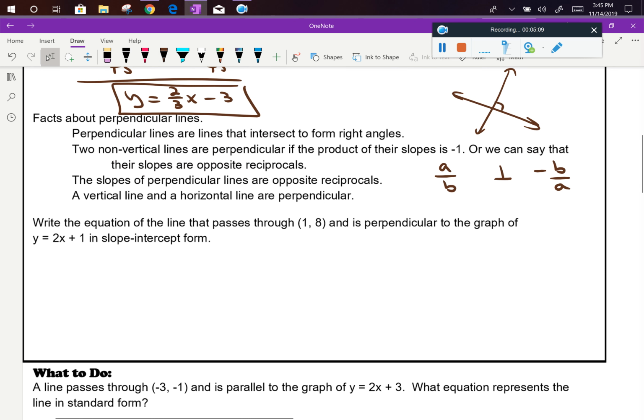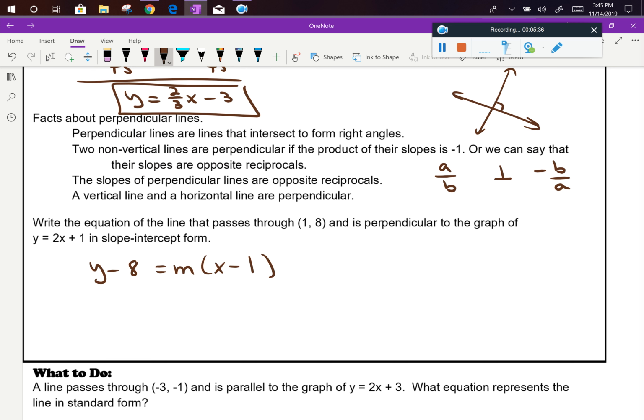All right, write the equation of the line that passes through (1, 8) and is perpendicular to the graph of y equals 2x plus 1. Okay, they gave us a point. So we're thinking point-slope form again, right? y minus y1 equals m times x minus x1. And we can go right at that point. We can take out x1 and put in a 1. We can take out y1 and put in an 8.